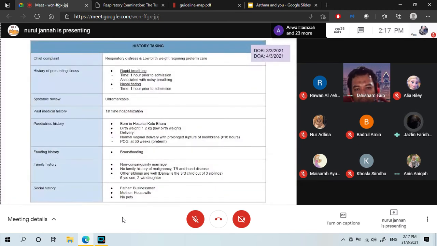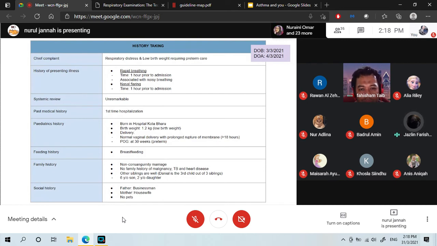So for the chief complaint, patient admitted with respiratory distress and low birth weight requiring preterm. For the history of presenting illness, there is rapid breathing 1 hour prior to the admission, also associated with noisy breathing during expiration. The patient also has nasal flaring, which started 1 hour prior to admission too. For systemic review, it is unremarkable, and this is the first time the patient got hospitalized.